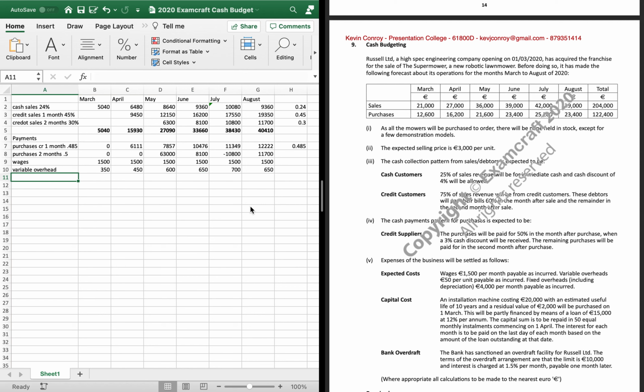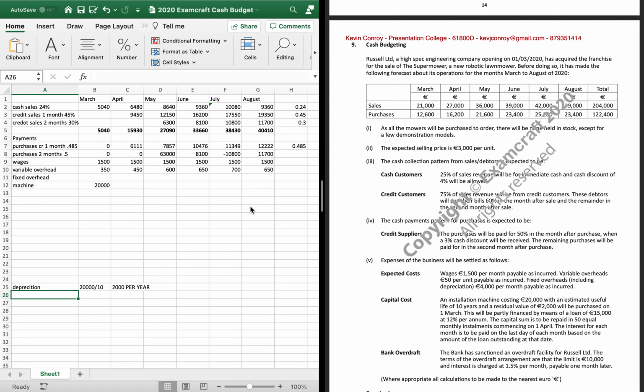Fixed overhead is 4,000 a month, but includes depreciation. So what's their depreciation on? You bought some sort of a machine. So the machine was bought on the 1st of March for 20,000, and it's got an estimated useful life of 10 years. So it's going to go down by 2,000 a year. So the depreciation, I'll just come down and do it down here. So the depreciation is 2,000 a year. So 20,000 divided by 10 is 2,000.